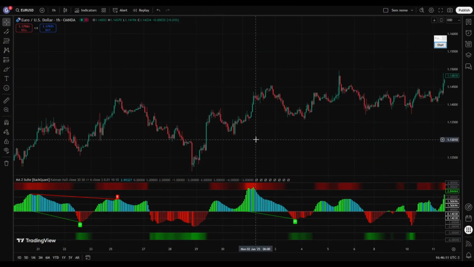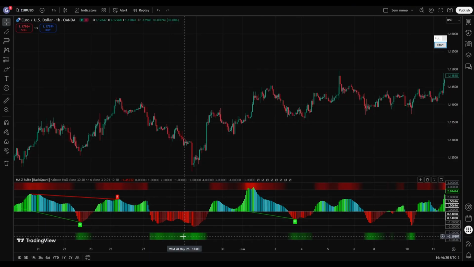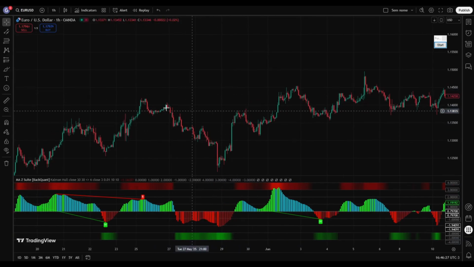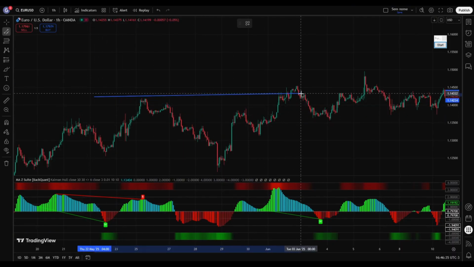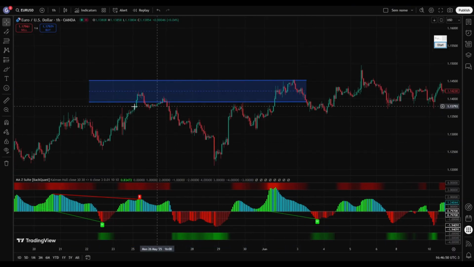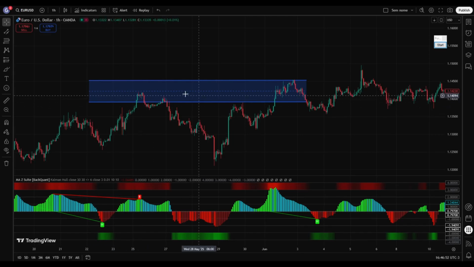Another way to use this indicator is also to understand when the market is very overbought or oversold, as I explained before, through this red zone and this green zone. And we can also use classic support and resistance levels. How are we going to do that? Notice at this moment, in this part of the chart, right here, we have a resistance zone. We can see it because the price touched it a few times and then pulled back.